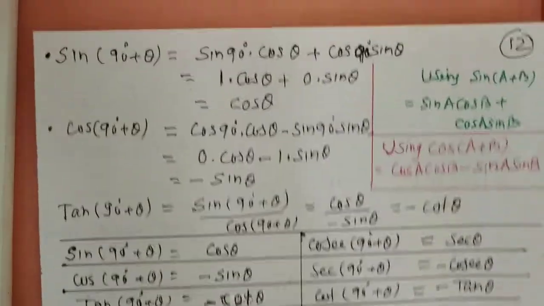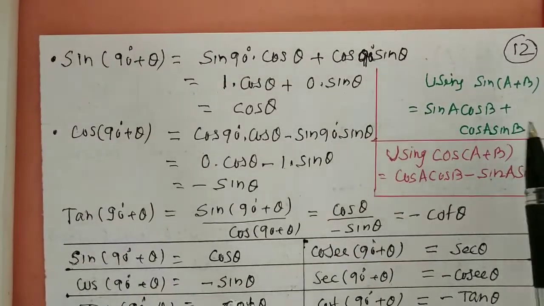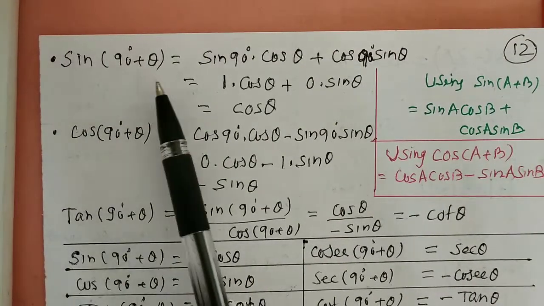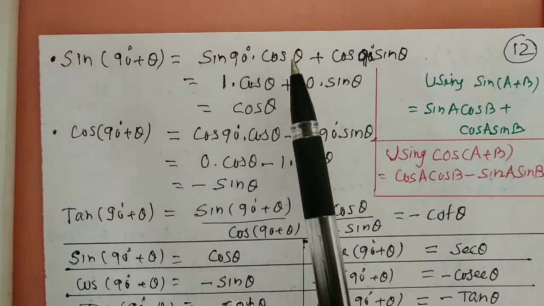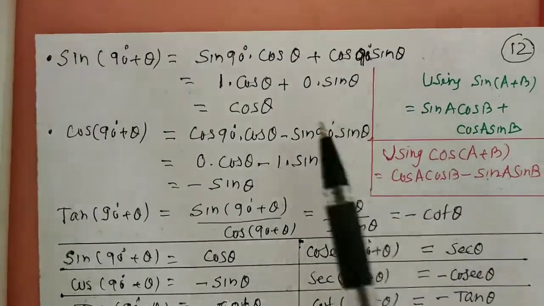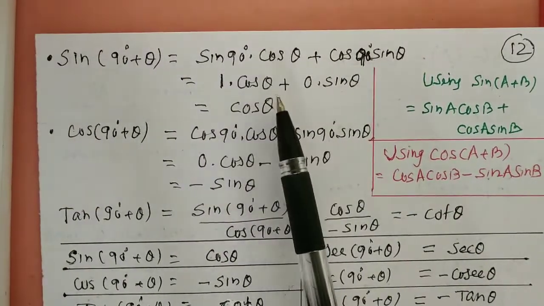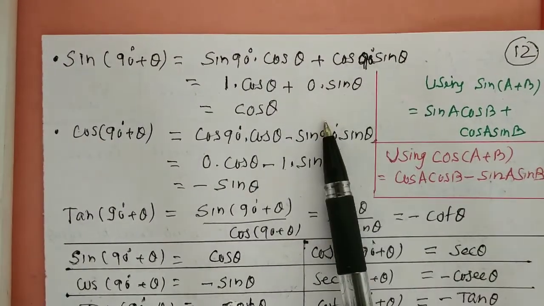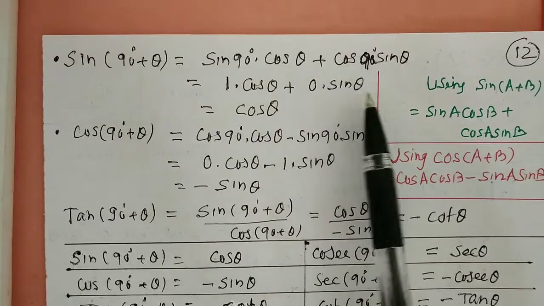Now, using a formula, sine of A plus B is sine A into cos B plus cos A into sine B, we can find the value of sine 90 plus theta. Sine 90 cos theta plus cos 90 sine theta. Put the value of sine 90 as 1, cos theta remains as usual, and cos 90 is 0. So this is cos theta, because 0 into something is 0.